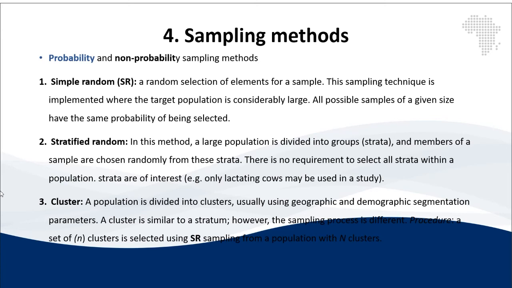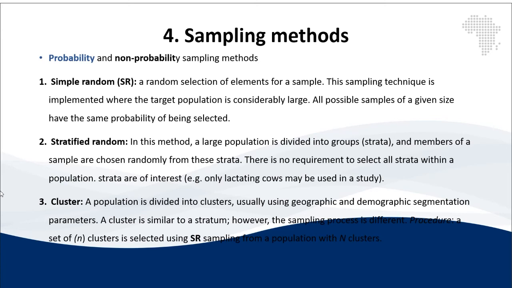An example is on a farm, where one might be interested in the lactating cows. So one would be categorizing the cows that a farmer has into lactating and non-lactating, but the ones that may be of interest would be the lactating ones. So you affect your selection amongst that group.